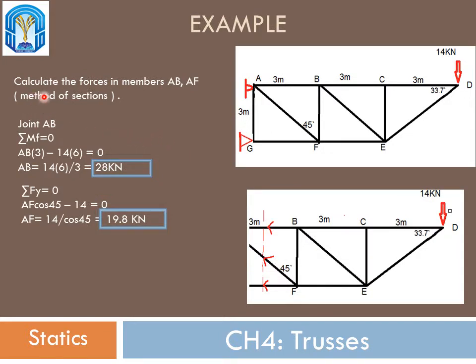And now let's take an example about the method of sections. Here is the question: calculate the forces in members AB and AF. AB here and AF. First of all, we cut here to find these forces, and we draw a free body diagram, and we assume these forces.